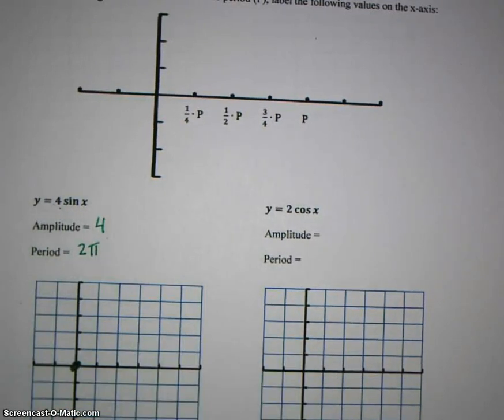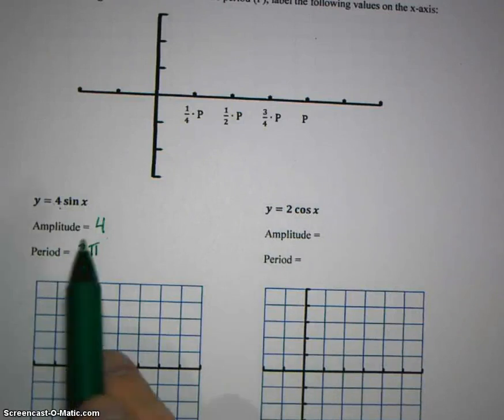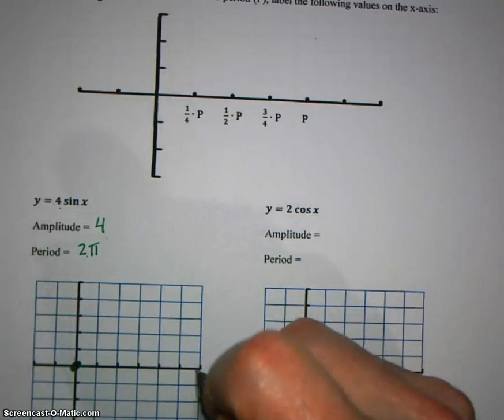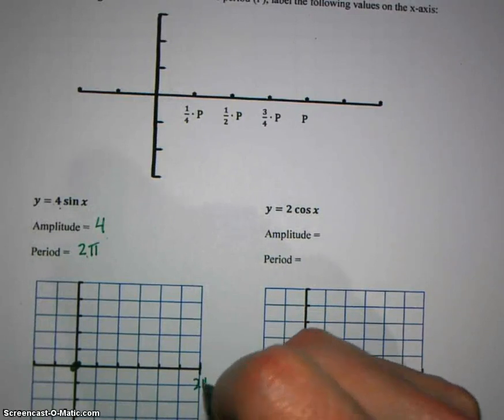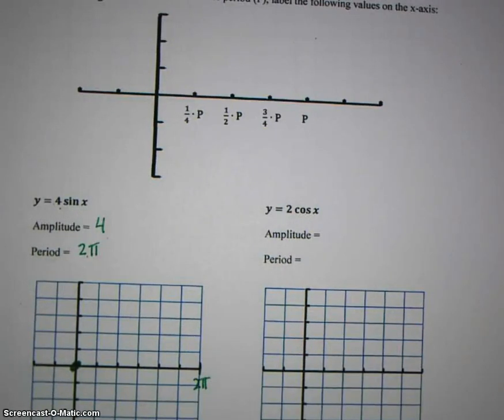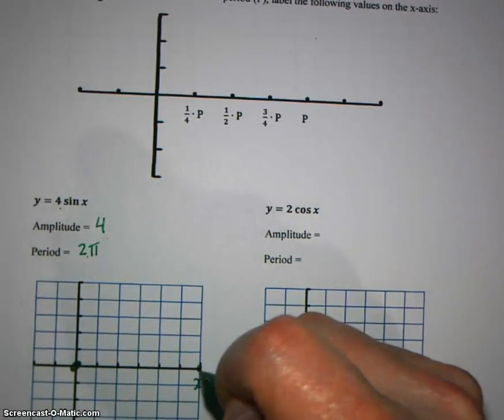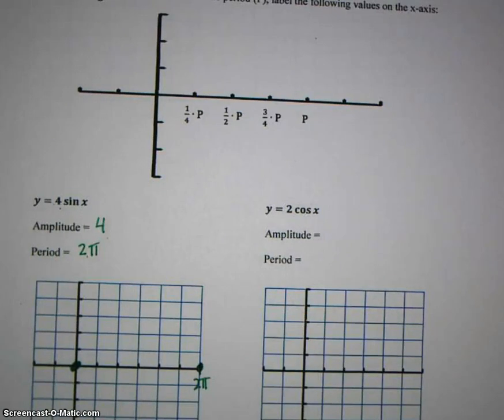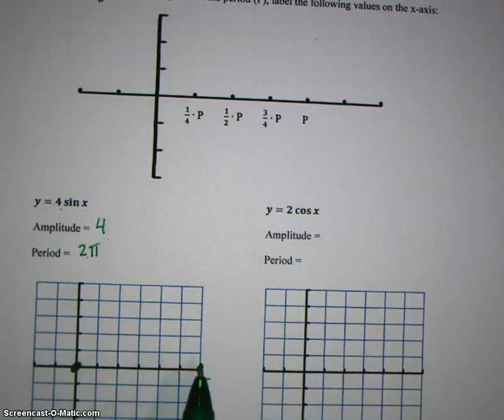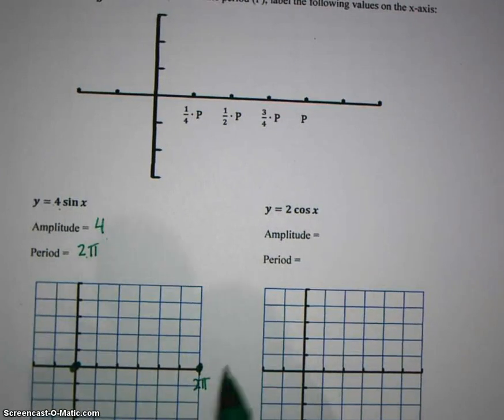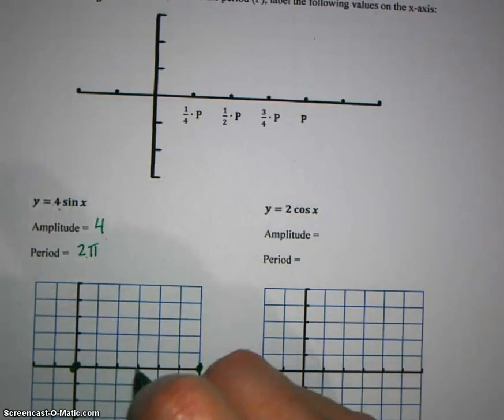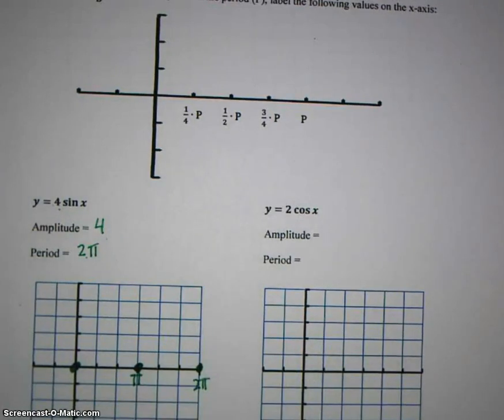Okay, this is a sine graph. Sine graphs start at the origin, 0, 0. Our period tells us where it ends, so it ends at 2 pi. So I'm going to label that one 2 pi. And a sine graph ends on the origin. Then we go halfway in between. Halfway between 0 and 2 pi is 1 pi, and that would be right here. And that's always on the axis also.